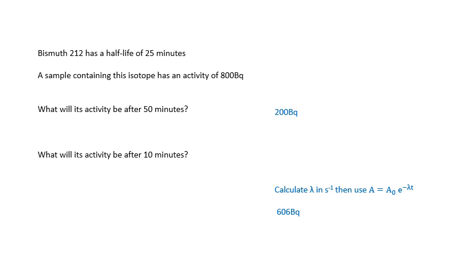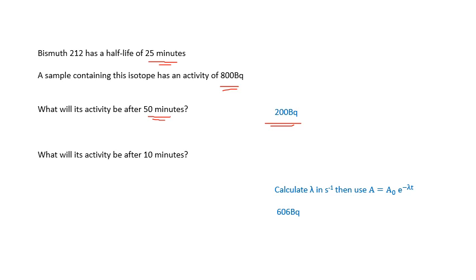The first bit, there's something you should always look out for. If you're given an activity and you're given a time, is the time a multiple of half-lives? This especially happens on multiple choice questions. We've got a half-life of 25 minutes, and it says, what will the activity be after 50 minutes? Well, that's 2 half-lives. So the activity will halve and then halve again. So it'll go from 800 to 400 and then 400 to 200. So just in my head, I've worked out the activity is 200 becquerel. So keep an eye out for that. Is the time a multiple of half-lives?